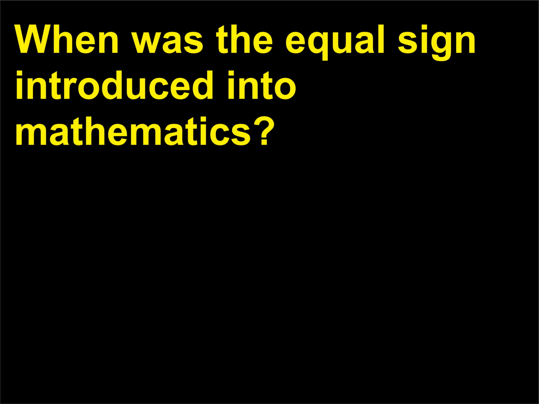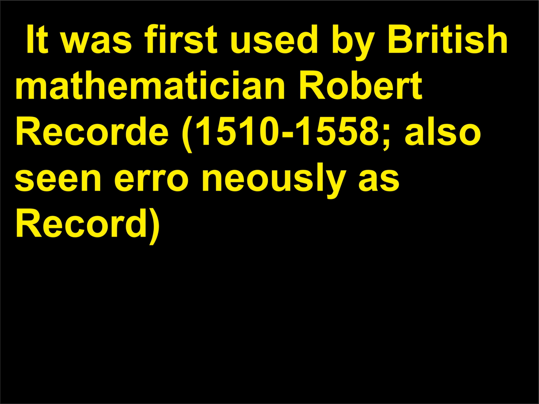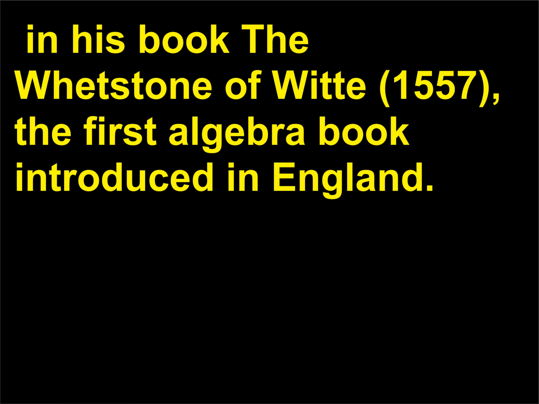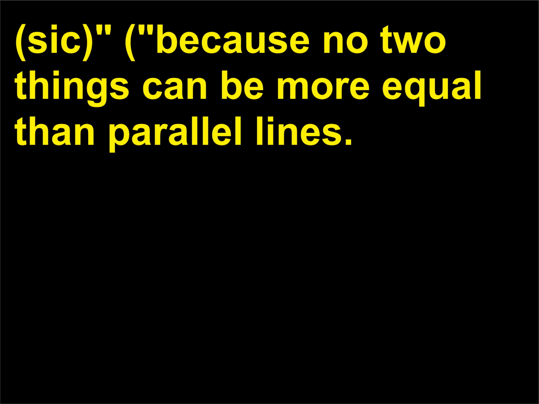When was the equal sign introduced into mathematics? The equal sign is a relatively new invention in mathematics. It was first used by British mathematician Robert Recorde (1510-1558), also seen erroneously as Record, in his book The Whetstone of Witte, 1557, the first algebra book introduced in England. In it he justifies using two parallel line segments because no two things can be more equal than parallel lines.